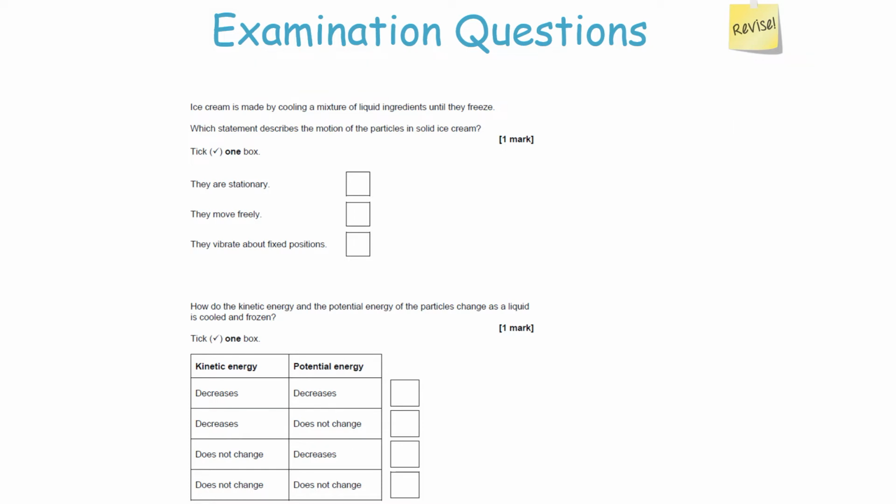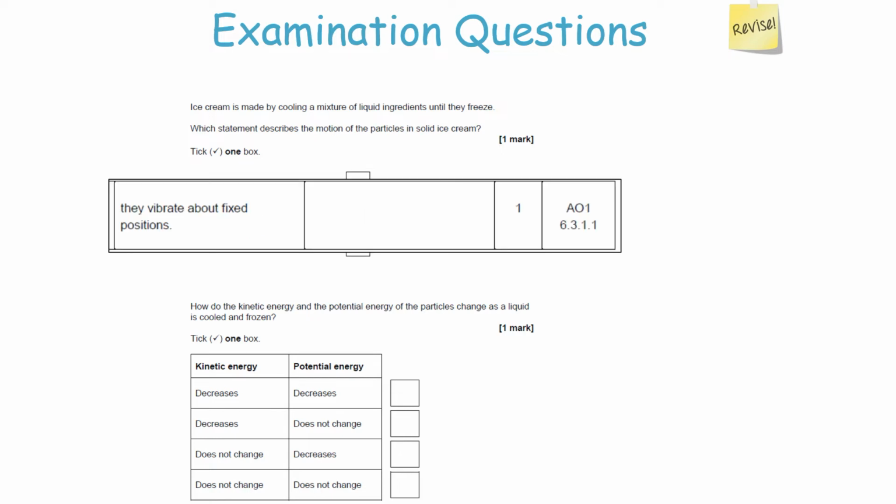Well, like we mentioned before, it's very important you can describe the arrangement of particles, how close particles are together, and how the particles move in solids, liquids and gases. Now you need to know it's just a fact that solids vibrate around fixed positions. As well as that, you need to know how the kinetic energy store of the internal energy and the potential energy store of the internal energy change when you either change state or change temperature. Temperature links to kinetic energy and state change links to potential energy.